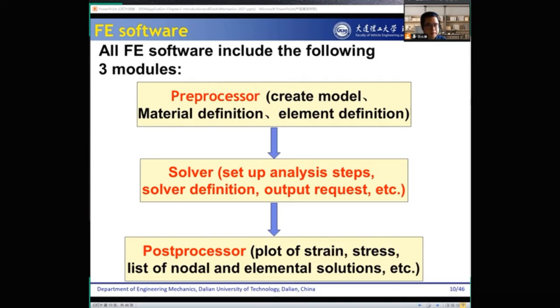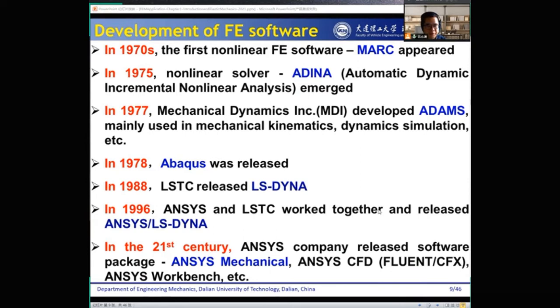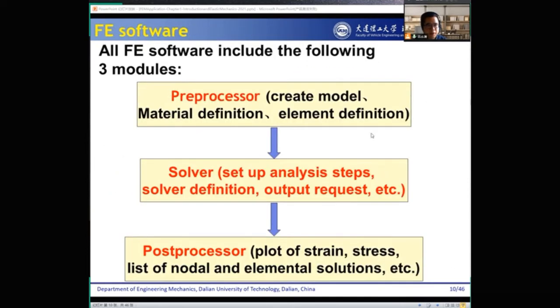So we have so many different software packages. No matter which one it is, all the FE software include three modules. The first is the preprocessor, where we create the model, define the material, the element, the boundary condition, etc. Then the main part, the king part, is the solver, where we solve the nonlinear equations, the FE stiffness equations, and then we do the post-processing.